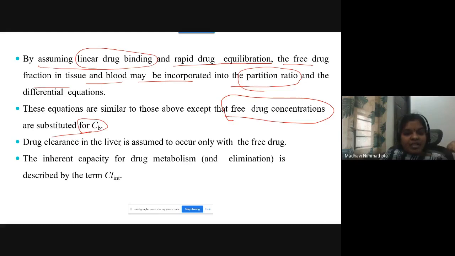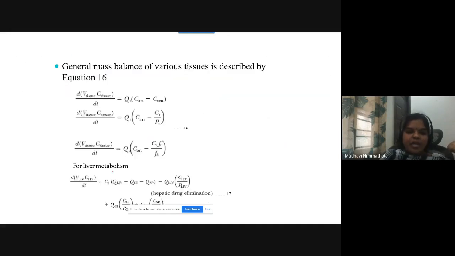Drug clearance in the liver can be assumed with free drug only. The inherent capacity for drug metabolism will be denoted as CL int, that is inherent mechanism. See, general mass balance equation for various tissues. So here you have to remember the mass balance equations for different tissues. Okay, this is the basic equation.